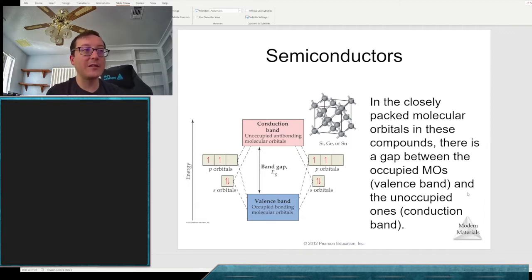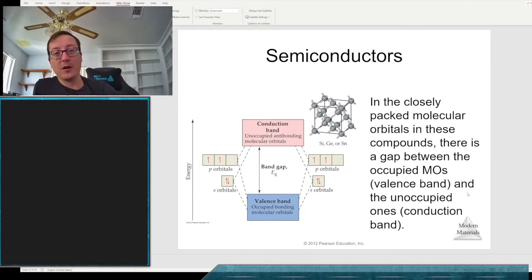These are network solids that behave kind of like molecular solids, where there are so many atoms in these that these molecular orbitals keep splitting and splitting and splitting. You end up with filled bonding ones and empty anti-bonding ones. And we have names for these. We have a valence band, which has all the electrons in it, the bonding electrons. And then we have the conduction band. The conduction band is where electrons can move around. Those are within anti-bonding orbitals.